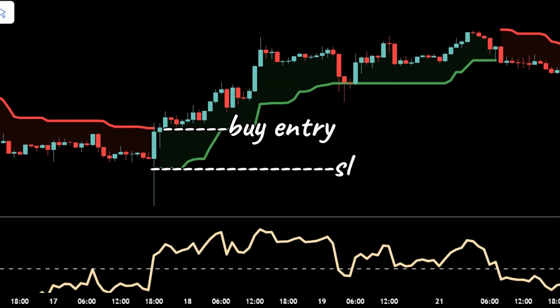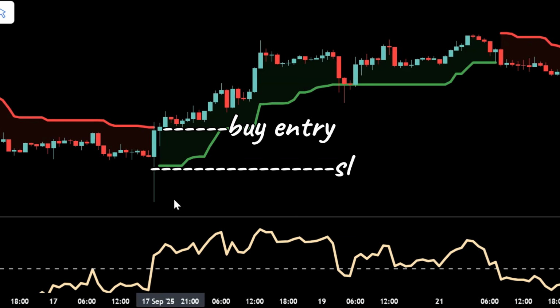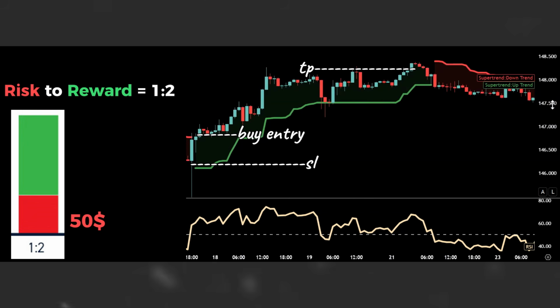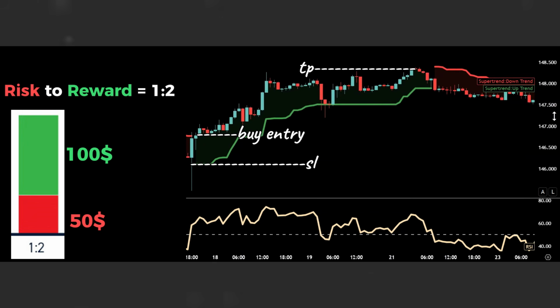Place your stop loss below the most recent swing low. This gives your trade enough room to handle normal price fluctuations without getting stopped out too early. And for take profit, aim for a risk to reward ratio of at least 1 to 2. For example, if your stop loss is $50 away, set your target at $100.